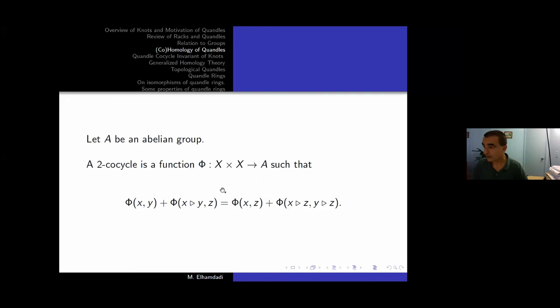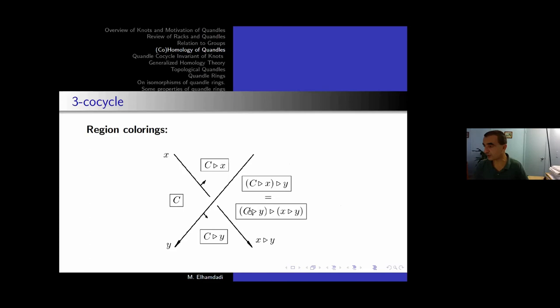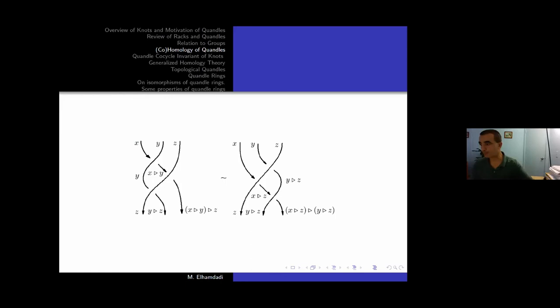Then here is the precise definition of two cocycle. I have a function phi from X cross X into an abelian group A. It has to satisfy this relation. Now again, to see this equation is not difficult. You just go to Reidemeister move 3. This is the coloring we did earlier.